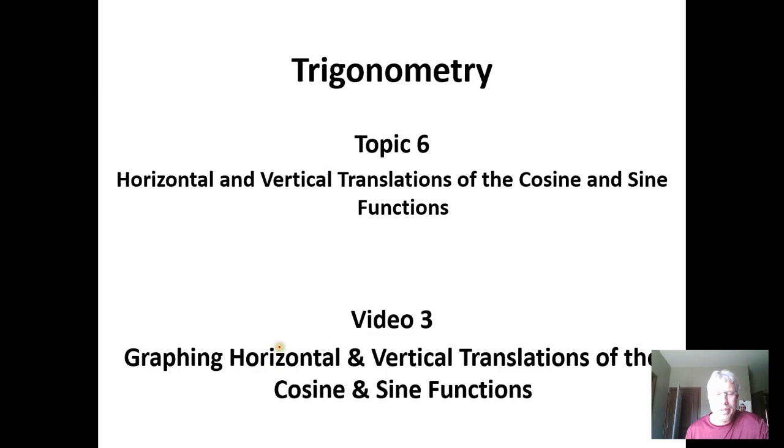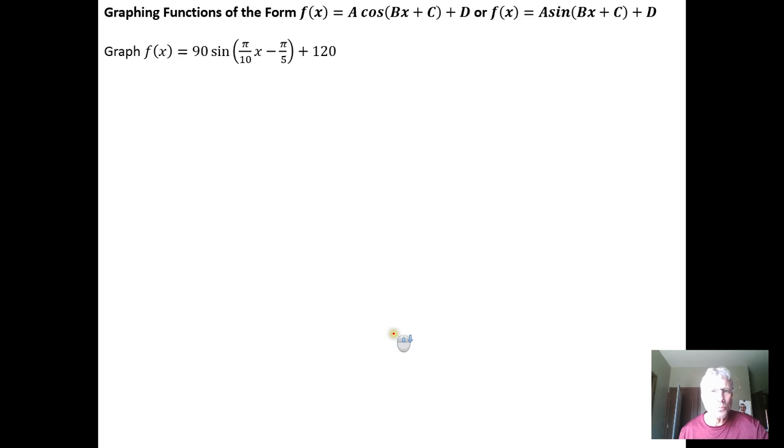So in this video we're going to look at graphing cosine and sine functions that have horizontal and vertical translations simultaneously. So the first example, we have a function f of x equals 90 sine of (pi over 10 x minus pi over 5) plus 120. We can see, because we're subtracting something from the input variable, that there's going to be a horizontal translation, and we're adding something to the function value, so we're going to have a vertical transformation as well. So we can go through and categorize things real quickly.